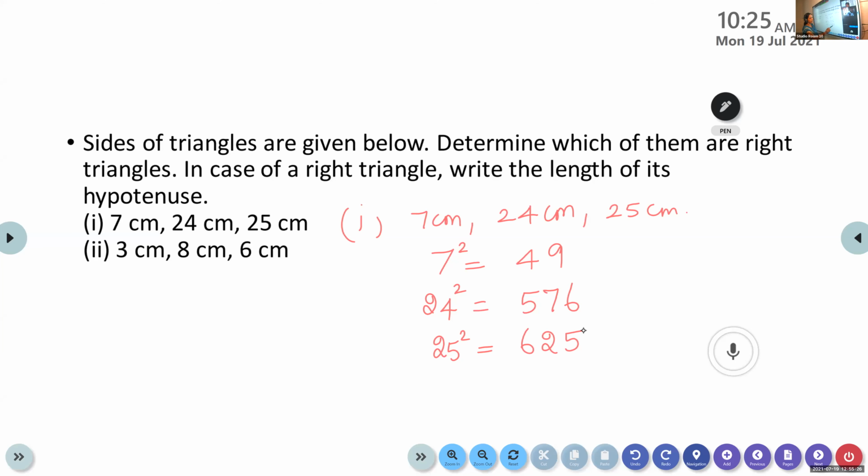Okay, so here we get 625. Now look at here. Yes? Quadratic equation, full chapter, sir. Yes, full chapter.